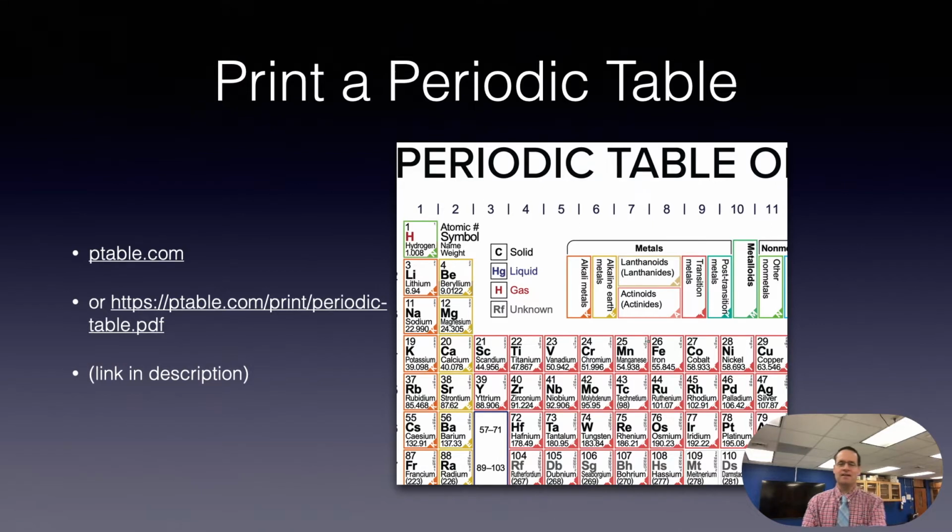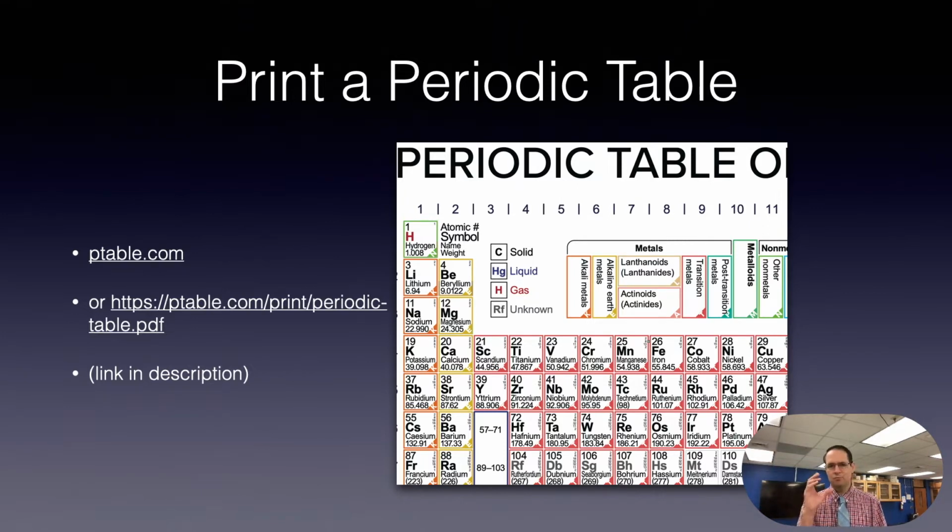Now, the best periodic tables I've found are from ptable.com. I'll put the link down below. You don't need to print it in color. It can be black and white. I actually prefer to print the black and white and then use colored pencils or highlighters to highlight different things like the groups, which elements are solids and liquids and gases, which are diatomic or polyatomic, and things like that. So we'll get into that as we go through the class.